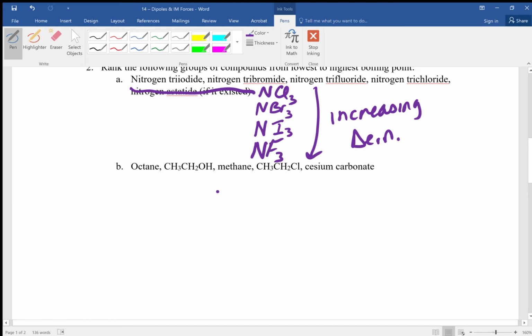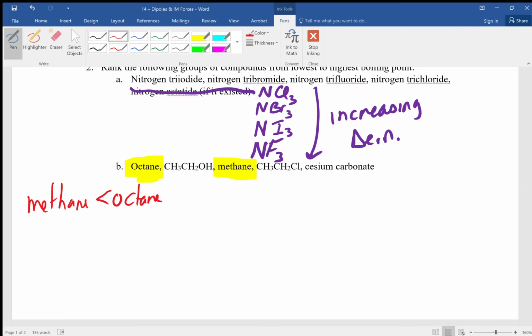In our next example, we now have all different types of intermolecular forces at play. We have two compounds, methane and octane, that have only van der Waals forces. And so we would rank those as methane being the lowest, followed by octane. We choose this order because both of these have only London forces, meaning they're both very nonpolar compounds. But in addition, octane being a longer chain than methane is going to have a higher boiling point than methane.